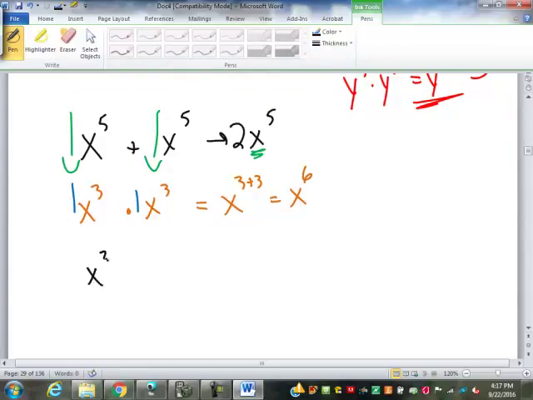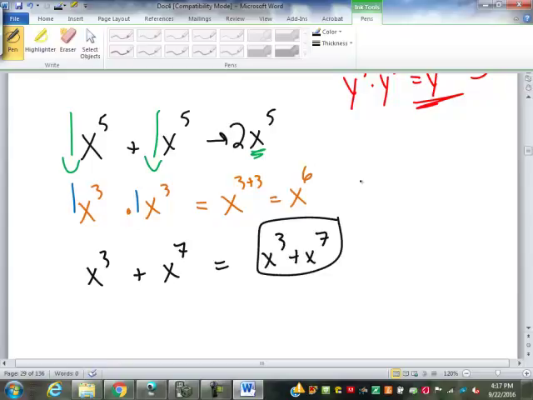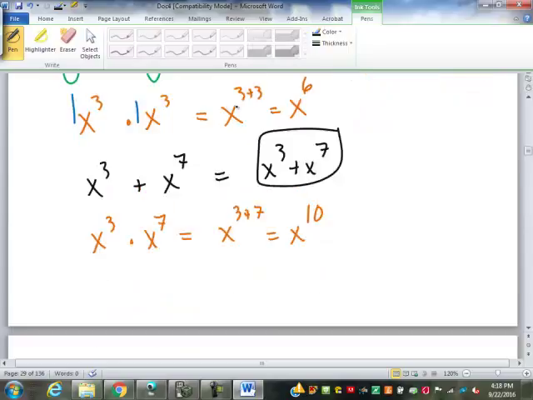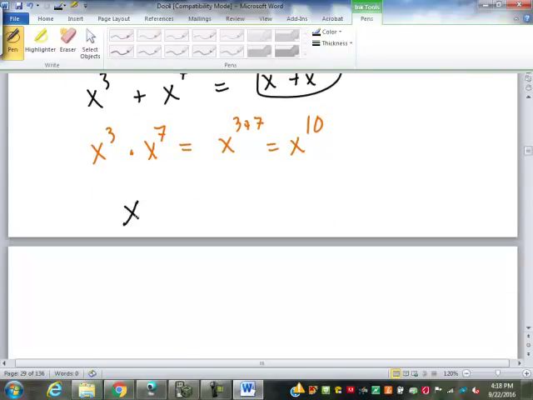If I have x to the third plus x to the seventh, I'm going to get x to the third plus x to the seventh. There's nothing more I can do there because they're not the same name. If I have x to the third times x to the seventh, I don't need the same name. This is still 1 and 1, so it's still 1. X to the third times x to the seventh is x to the 3 plus 7, or x to the 10th. Then the final thing we have is powers. X to the fifth to the power of 3. That's going to be x to the 5 times 3, or x to the 15th.